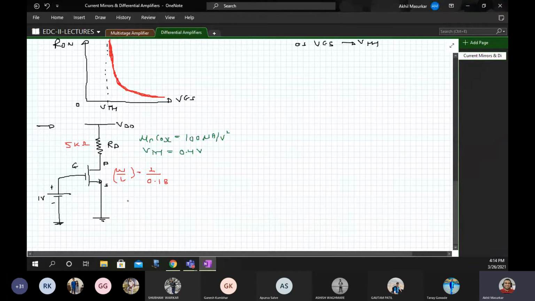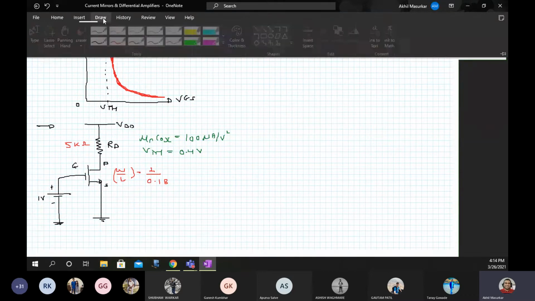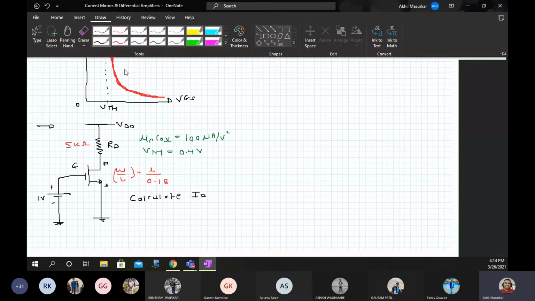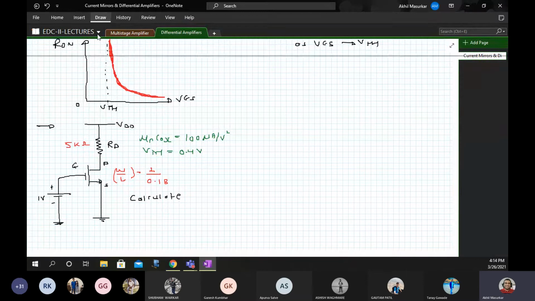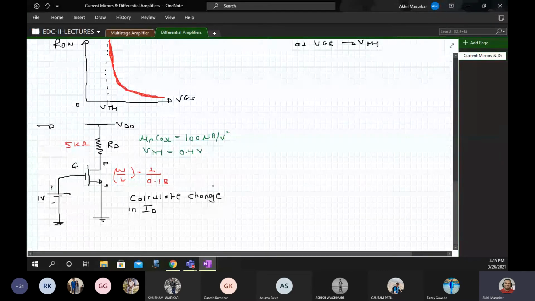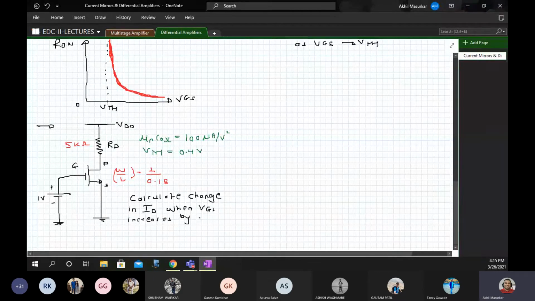So we have to calculate ID, or I will say calculate the change in ID when VGS increases by 10 millivolts.